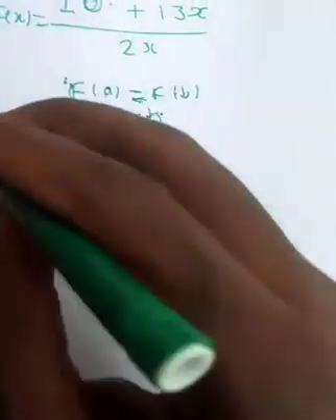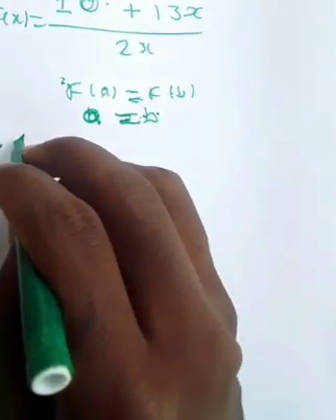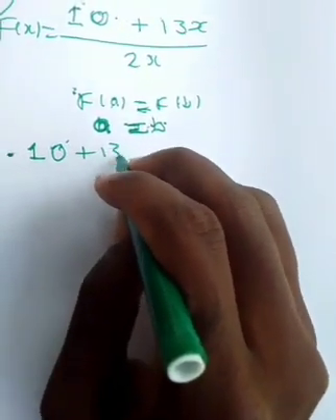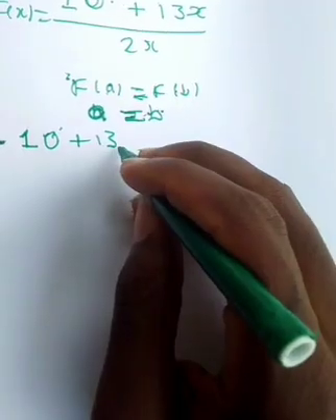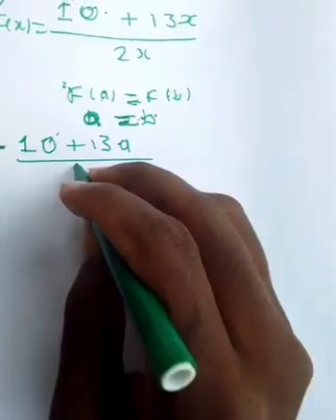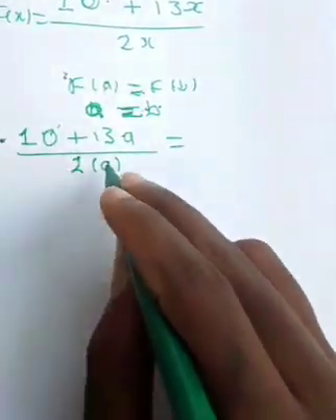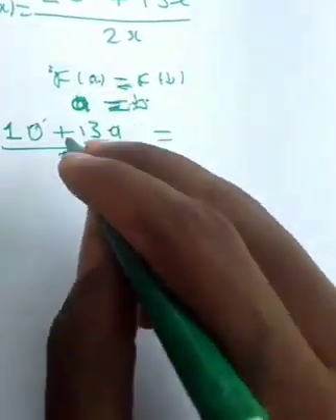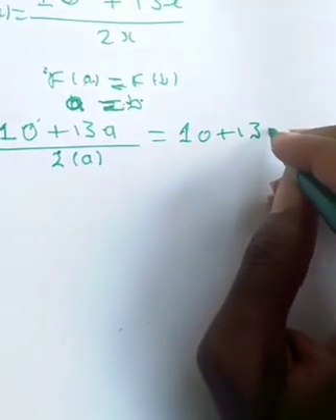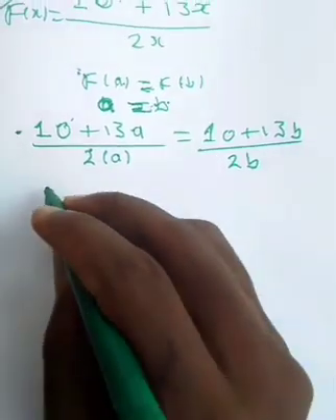Here's what I mean. So let's get the original function. While there is x, I'll put a. This is f of a. I'm trying to show you. While there is x, I'm putting a. So on the left side, it is f of a. Then f of b can be written like this: 13b over 2b. Okay.